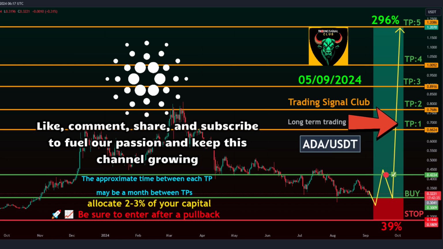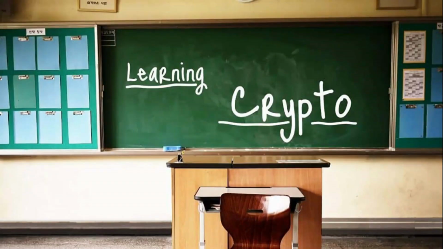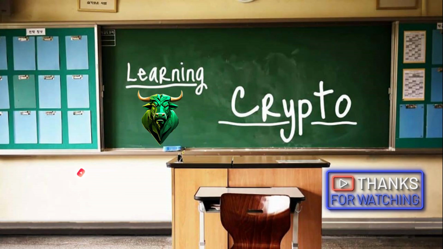Take-profit targets. Target 1: 0.6624. Target 2: 0.7686. Target 3: 0.8916. Target 4: 1.0052. Target 5: 1.2086. Stop loss level: 0.1840.